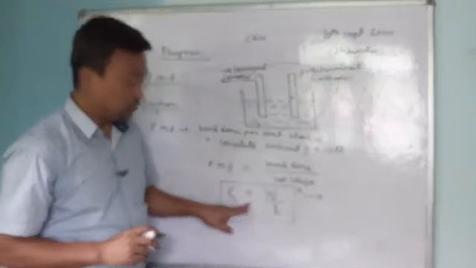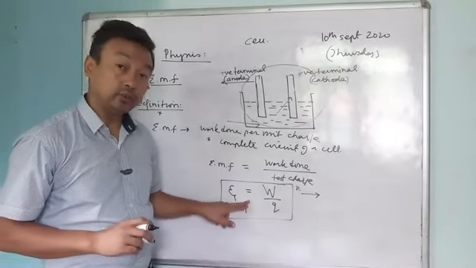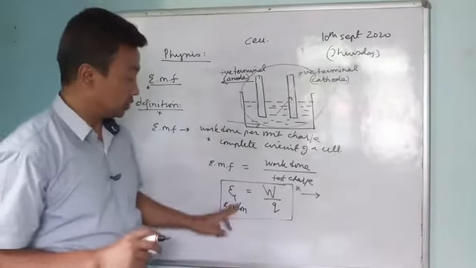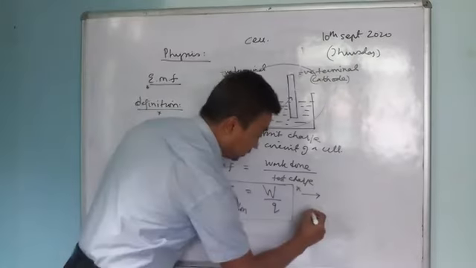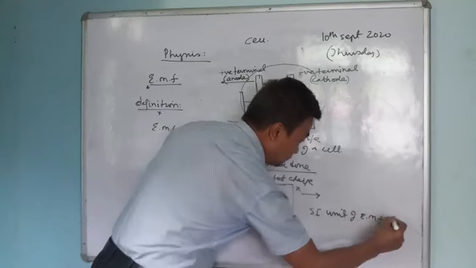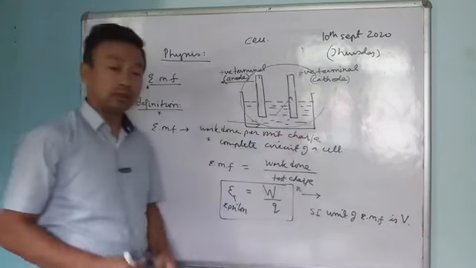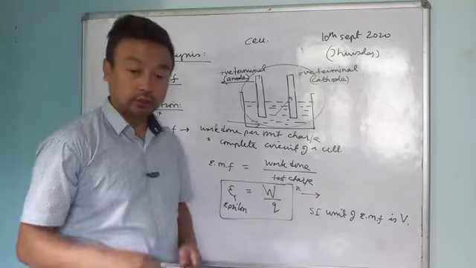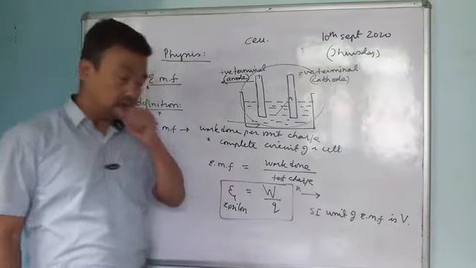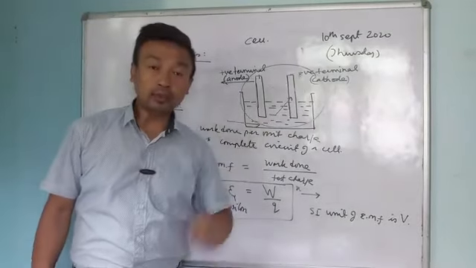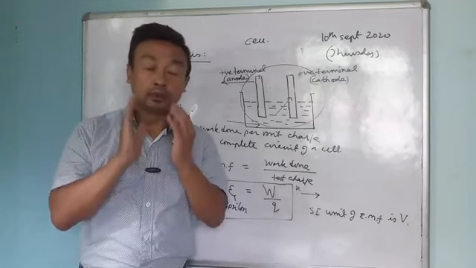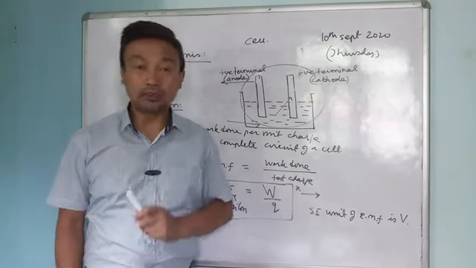So what is this EMF? It is basically the potential difference. Therefore its unit will also be the same as the unit for the potential difference, which will be volt. So we can write down the SI unit of EMF is volt. V stands for the volt, the unit. So we have understood now. Let us see what are the factors on which this EMF of a cell depends. So write down the next point: factors on which the EMF of a cell depends.